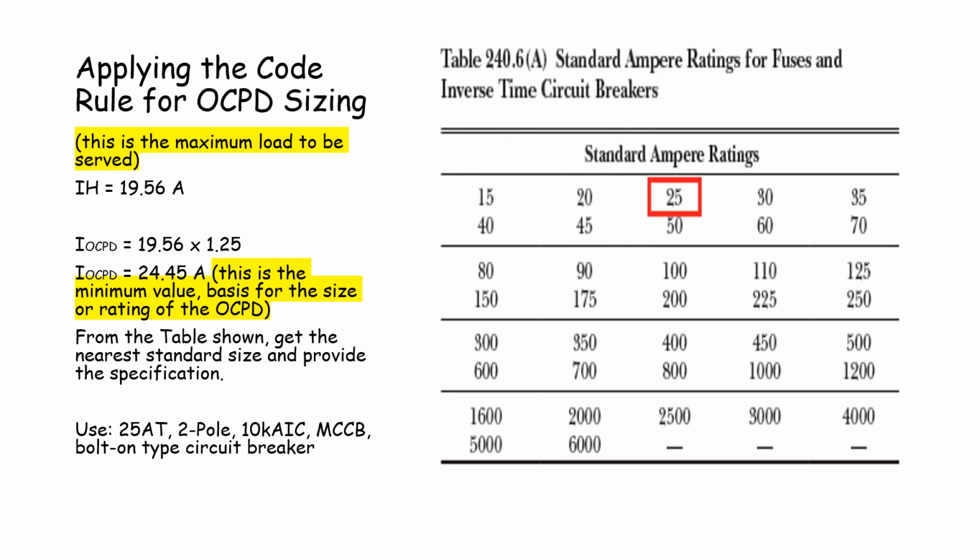So this is the standard ampere ratings for fuses and inverse time circuit breakers from NEC. Note that we have to select 25 ampere trip circuit breaker. Why? Since 24.45 is the minimum, we cannot select the 20 ampere. Although this will protect the conductor, the NEC says this is the minimum basis, 24.45. So we have to select the 25 ampere trip circuit breaker.